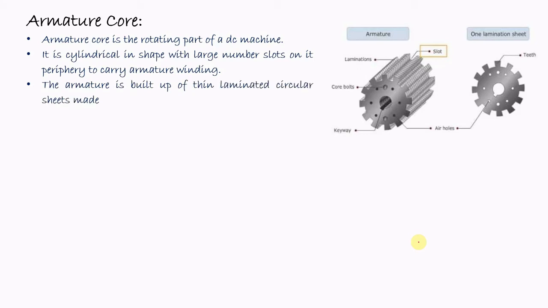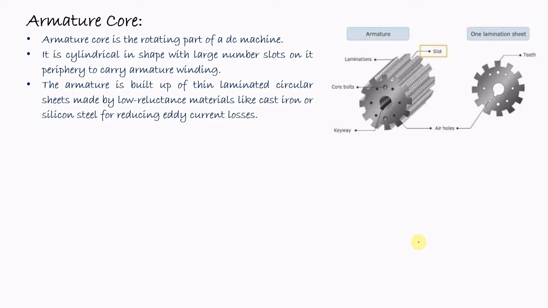The armature is built up of thin laminated circular sheets made of low reluctance material like cast iron or silicon steel for reducing the eddy current losses. It may be provided with air ducts for axial airflow for cooling purposes.